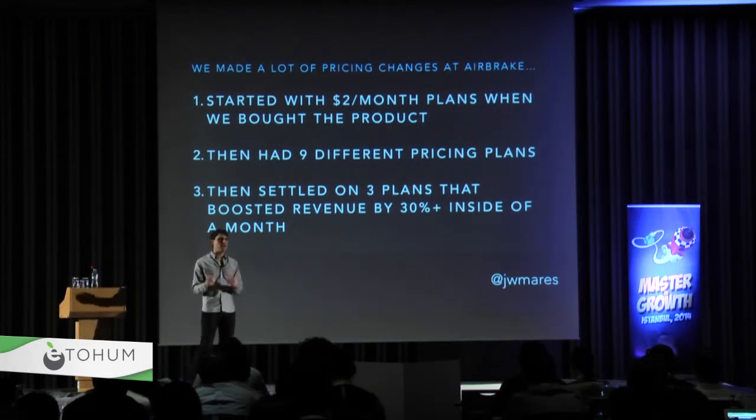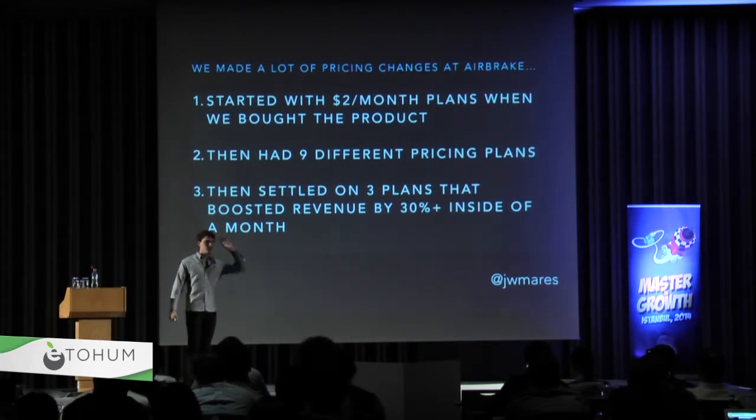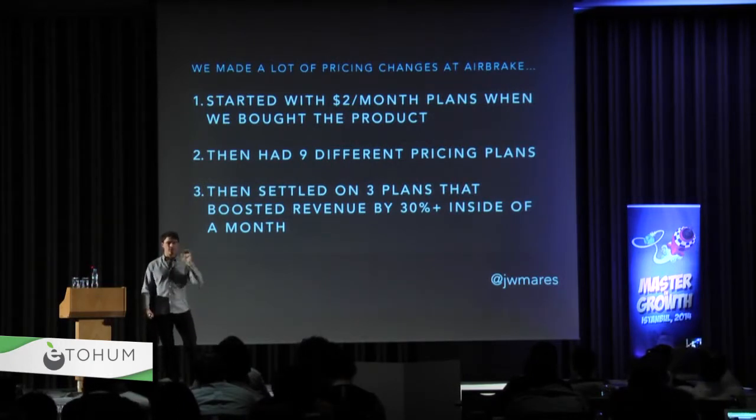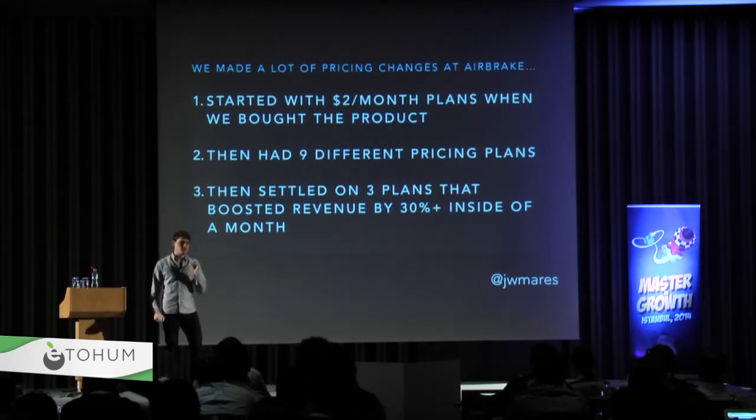We then had 9 different pricing tiers that were confusing people. You would go to our site and see 4 different pricing tiers with a little hidden link, like a little orange HTML link in the bottom right-hand corner that said, check out our startup plans. You'd click on that.